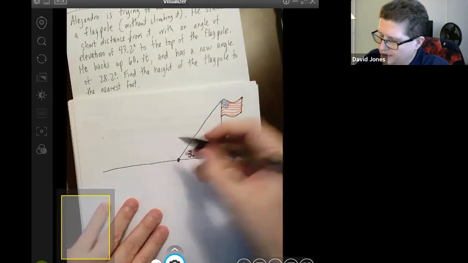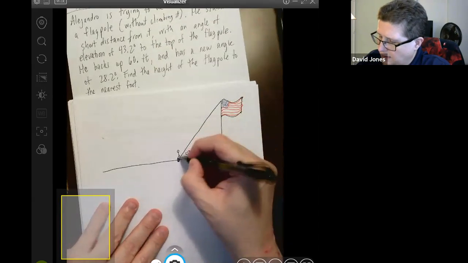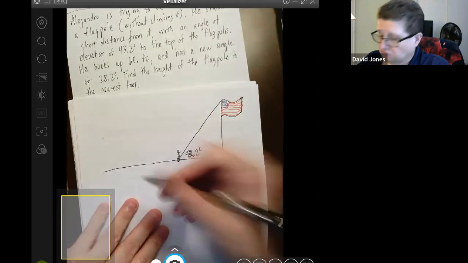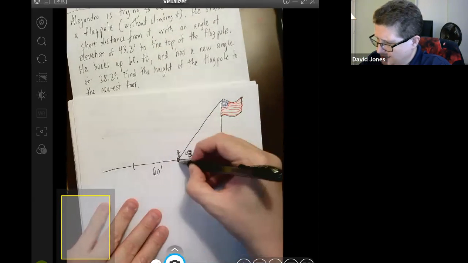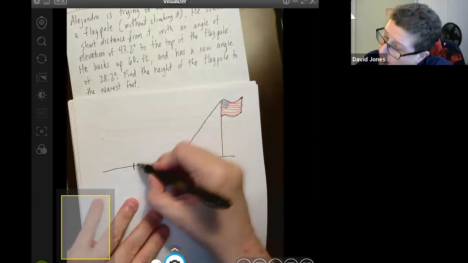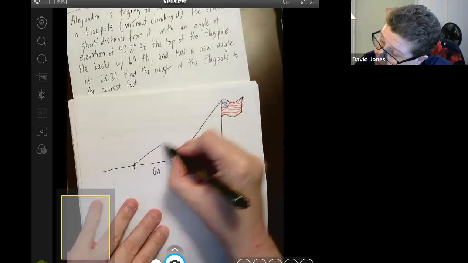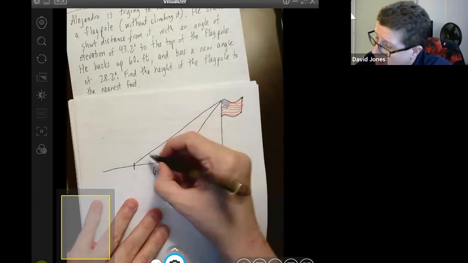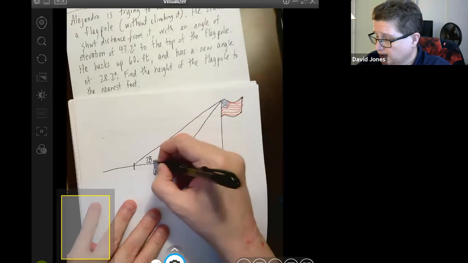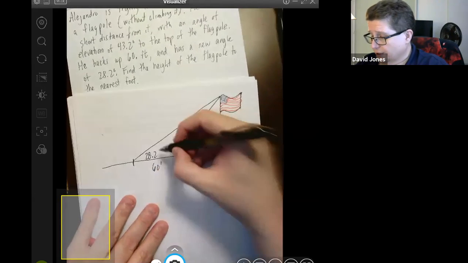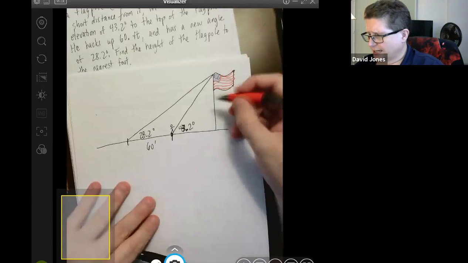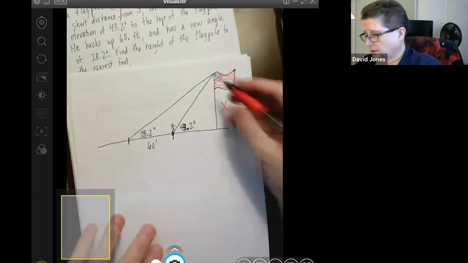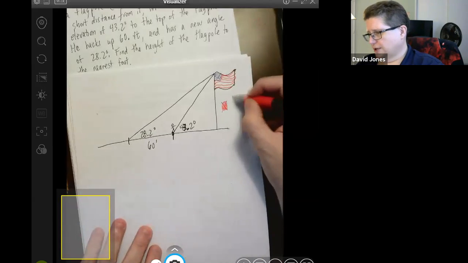He backs up 60 feet. I don't know how far that is relative to where we got. Let's say this distance is 60 feet. And we make a new angle of elevation. And this is 28.2 degrees. Our objective is to find H.